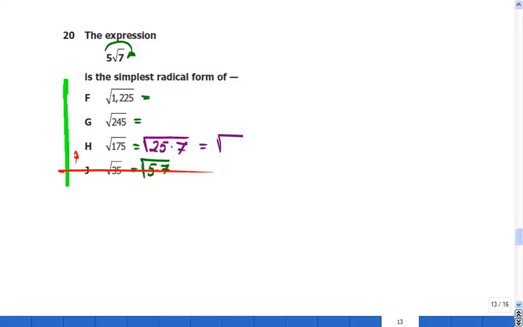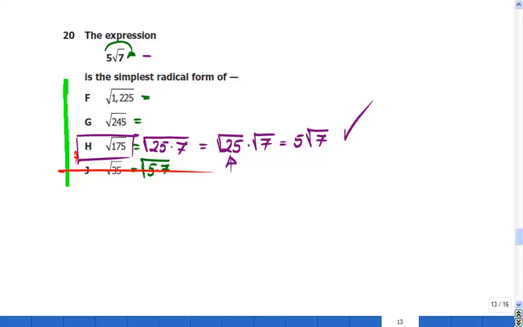Now you can rewrite this as what? Square root of 25 times square root of 7. But square root of 25 is actually 5. And you have 5 times square root 7. And it seems to me that this is the answer, right? H will be the right answer. Now this is one way.